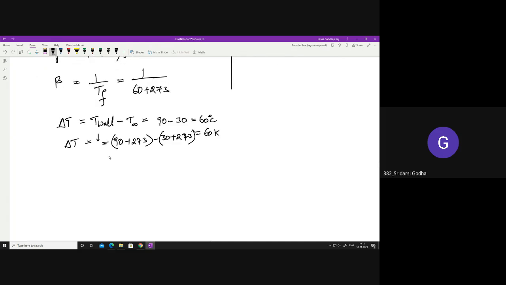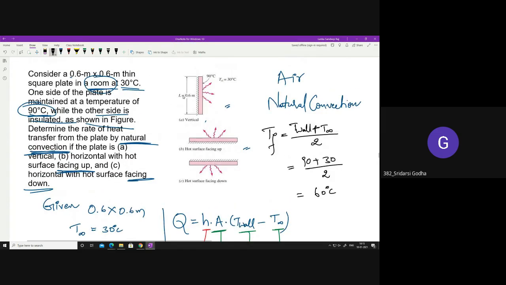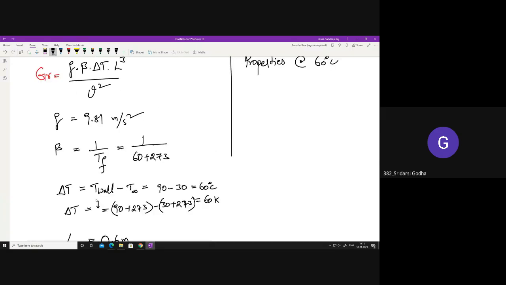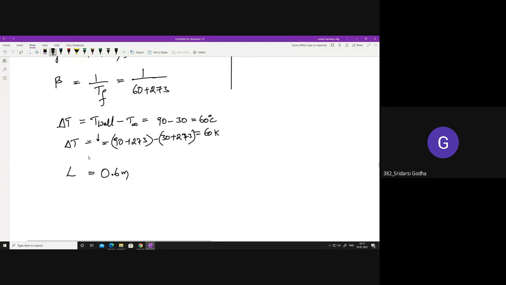Let's move to the story of L. What should be the L here? L is 0.6 meters. That is given. We are done with L. And in the denominator, you have nu. It is to be found out from the data book.